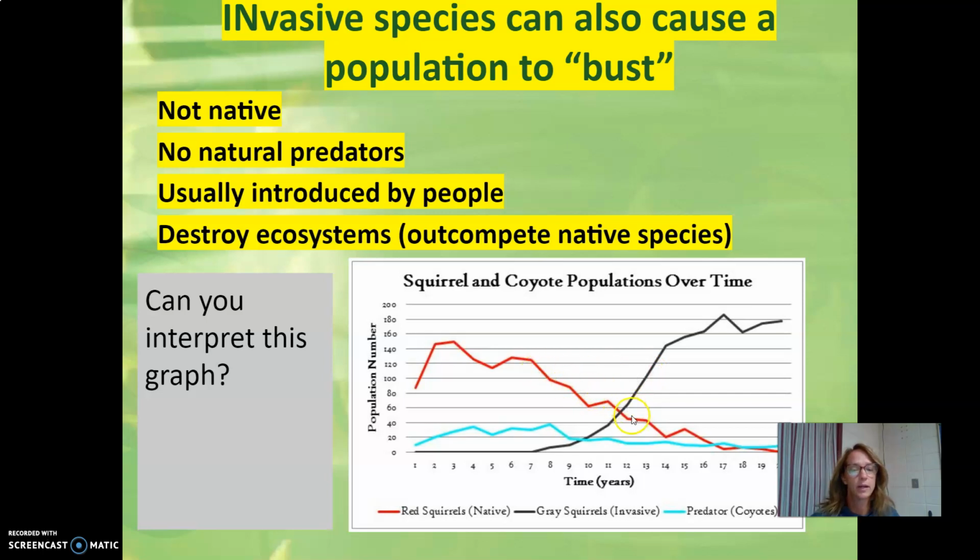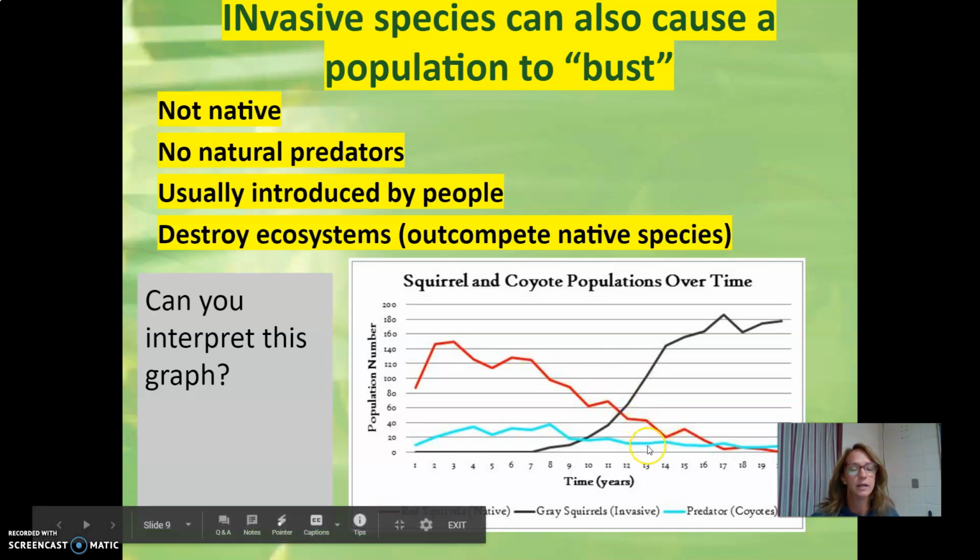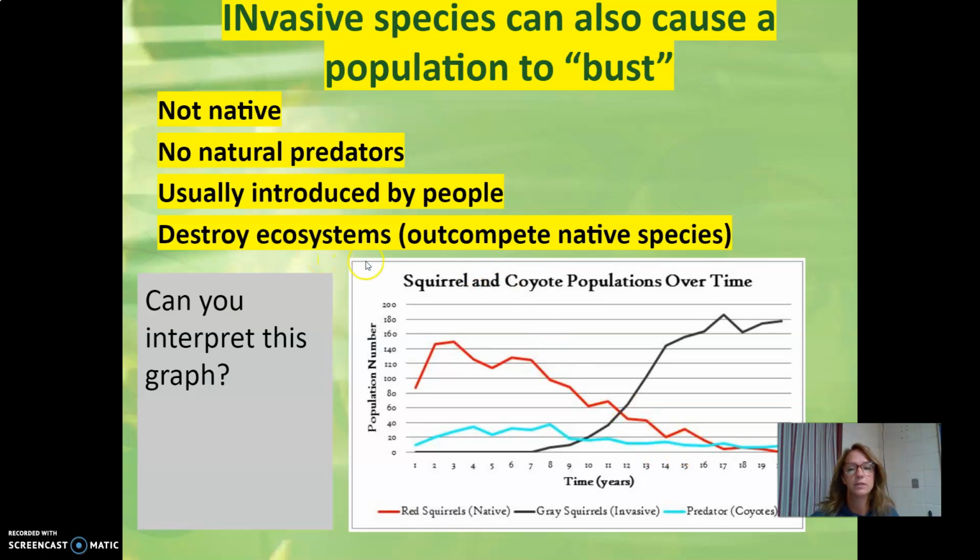So the red squirrels ran out of food because they were dying. Their predator also died off. So an invasive species destroyed that ecosystem because it ruined that whole part of the food chain, which, as we know, probably affected more of the food web and then the whole ecosystem.